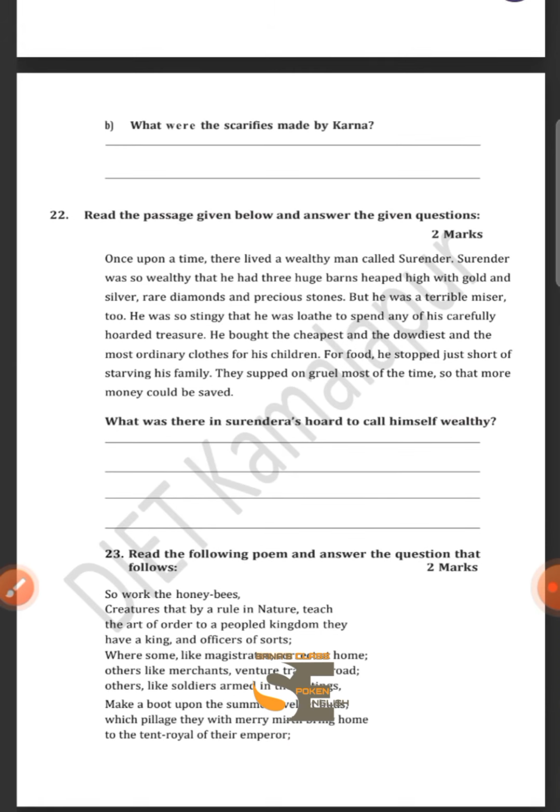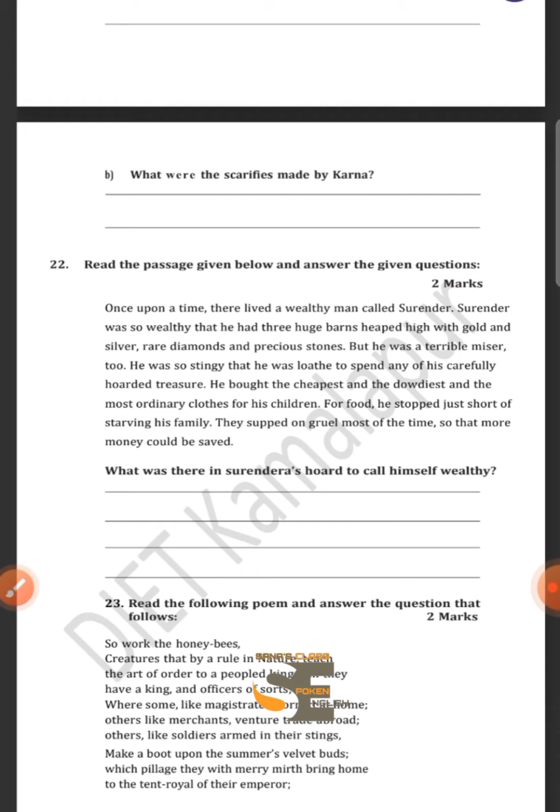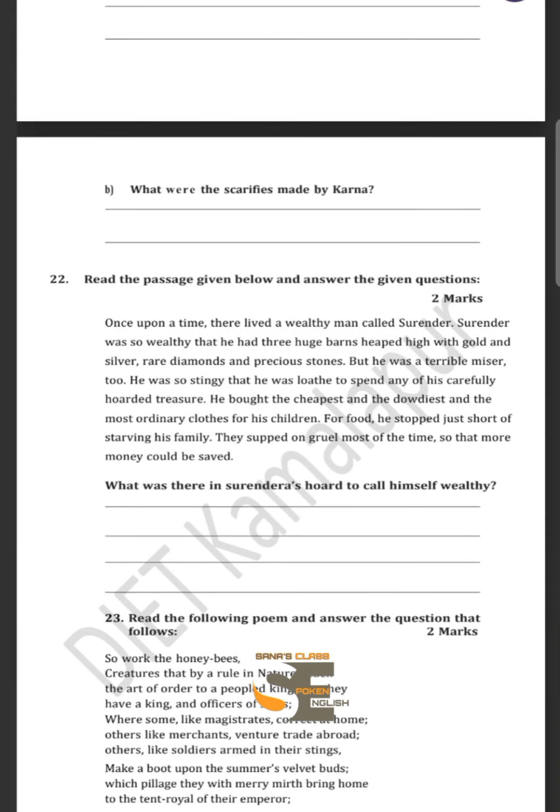Now, there is a question related to this passage. What was there in Surendra's hoard to call himself wealthy? It is given in the second line, right? Surendra was so wealthy that he had 3 huge pans heaped high with gold and silver. That you can write like this. In Surendra's hoard, there were 3 huge pans heaped high with gold and silver, rare diamonds, and precious stones to call himself wealthy. Isn't it? You can see here in the second line, right? He had 3 huge pans heaped high with gold and silver and rare diamonds and precious stones, right? That you can write here.